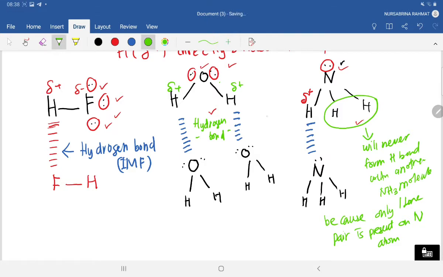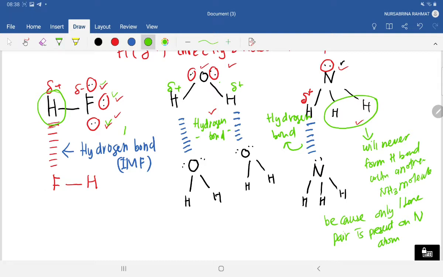So we label here again to make it easier for you to understand. This dashed line is referring to the hydrogen bond. Of these three molecules, as you can see, hydrogen fluoride has only one H atom. Even though it has three lone pairs, it only has one hydrogen, so it can only form one hydrogen bond.